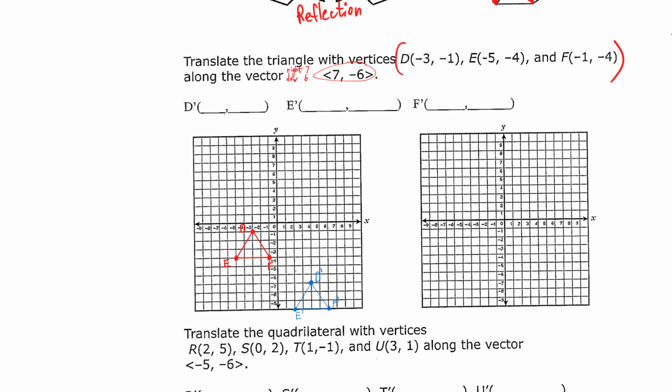Okay, so what are the coordinates of D prime? This new point we've got down here. What are the coordinates of that point right there? It's 4, negative 7. What are the coordinates of E prime? 2, negative 10. And then what are the coordinates of F prime? 6, negative 10.